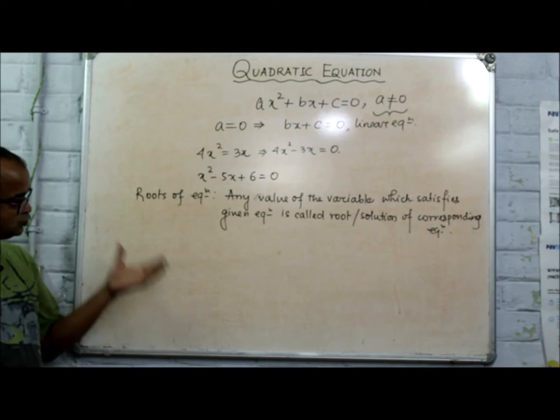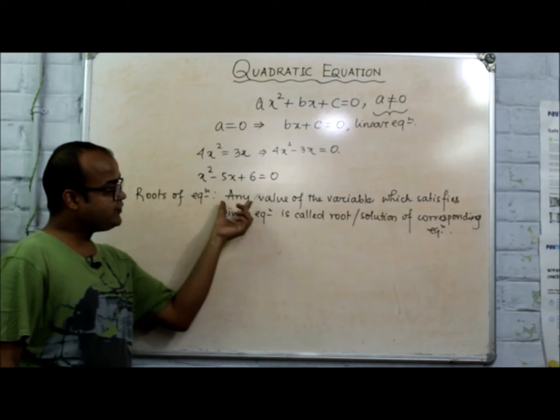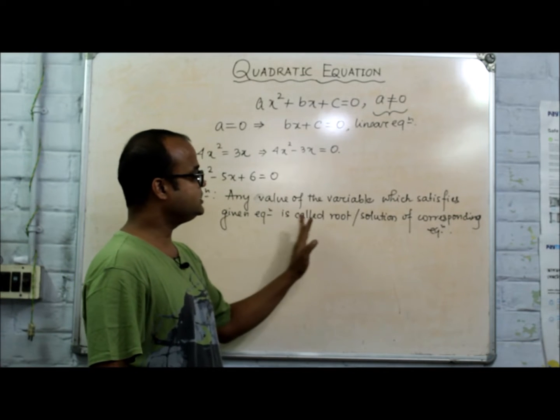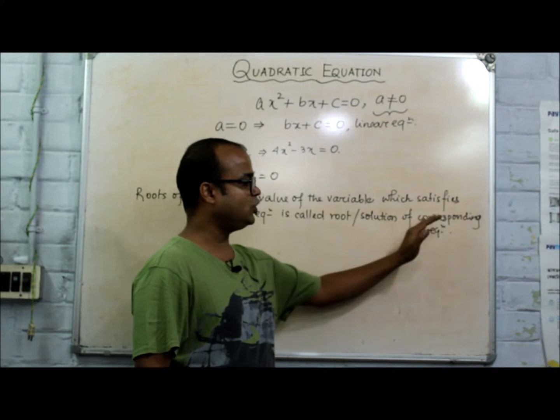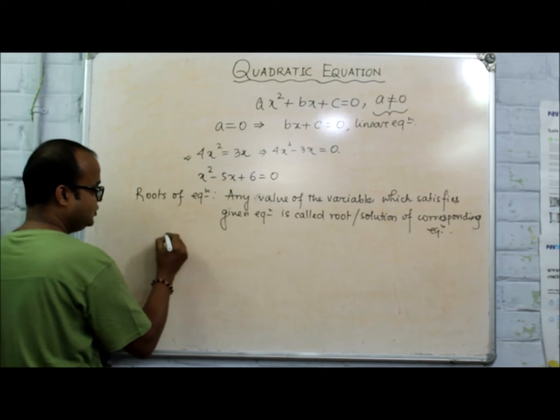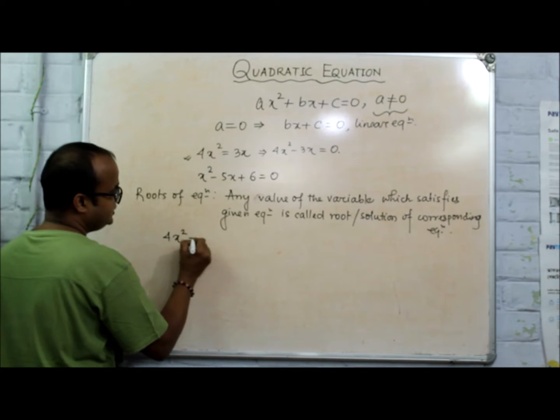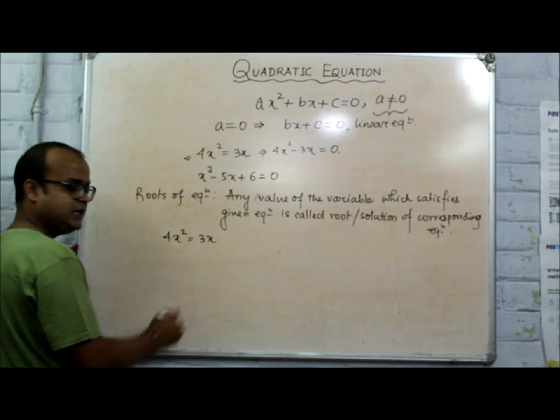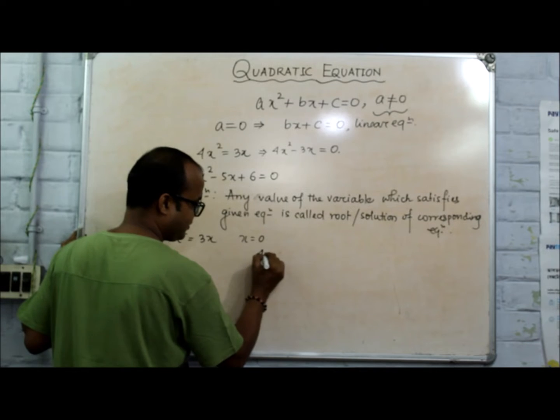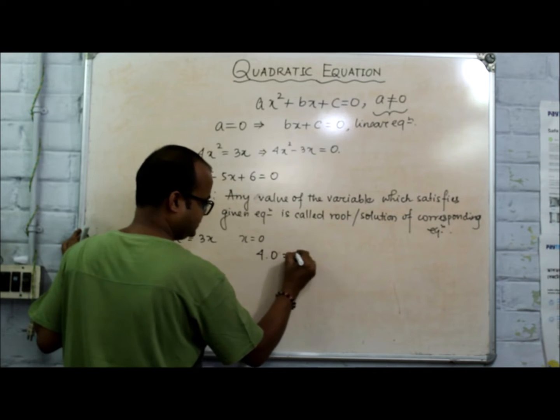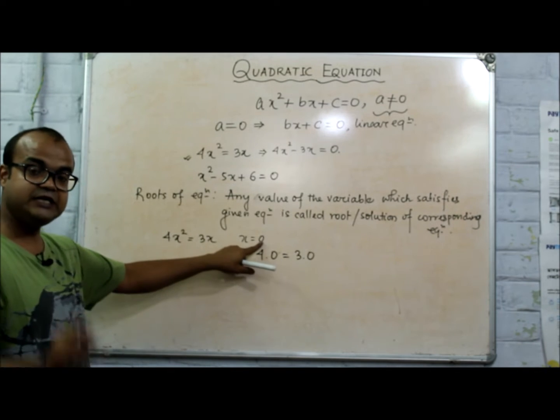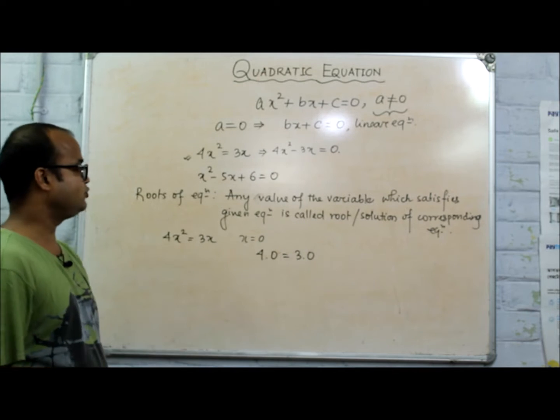Again I repeat, what is the root of the equation? Any value of the variable which satisfies the given equation is called a root or solution of the corresponding equation. For example, if I take this one, 4x square is equal to 3x. If x is equal to 0, now see, 4 into 0 is equal to 3 into 0, satisfied? So, x is equal to 0 is one of the roots of the equation.